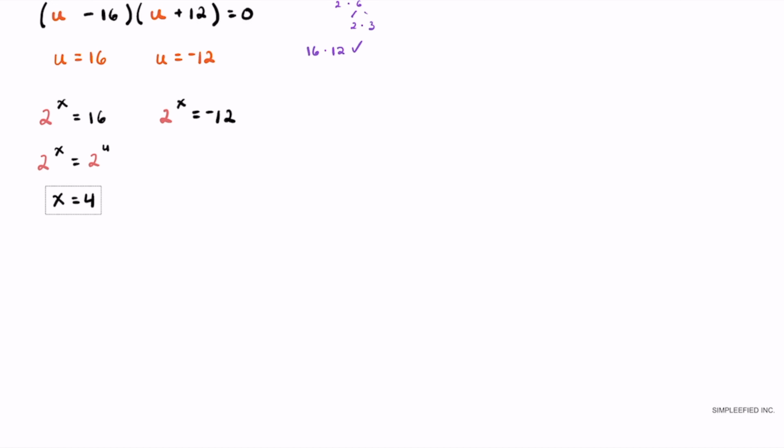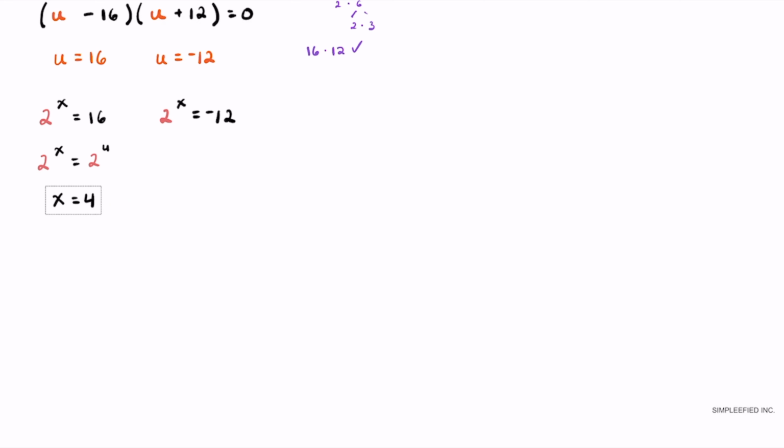Alright, cool. So we got a solution from this equation on the left side. However, if we take a look at this equation on the right side, there is no value for x that we could come up with where 2 to that power would equal a negative value, right? So that's why exponential functions have a horizontal asymptote. And so for this one, there's not going to be a solution. So we're just going to have this x equals 4 as our solution.